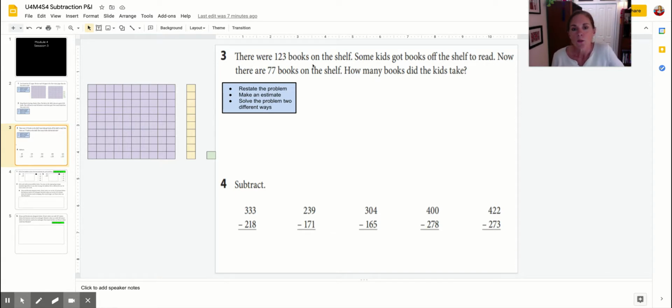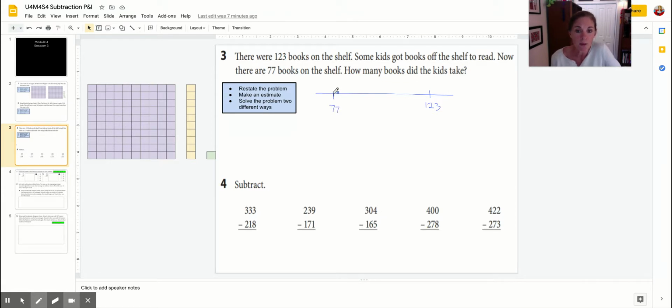There are 123 books on the shelf. Some kids got books off the shelf to read. Now there are only 77 books on the shelf. How many books did the kids take? Again, this one you could use making the difference. So I'm going to draw this out. There were 123 books. This is the most books that there have been on the shelf. And some kids took some books off the shelf to read, and now there are only 77 books on the shelf. How many books did they take?